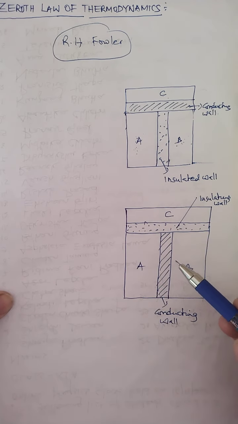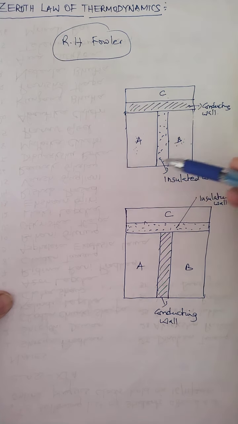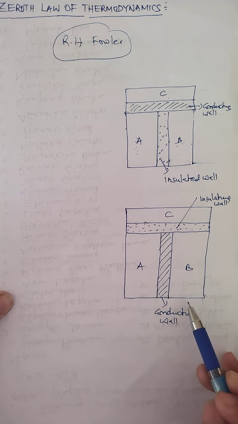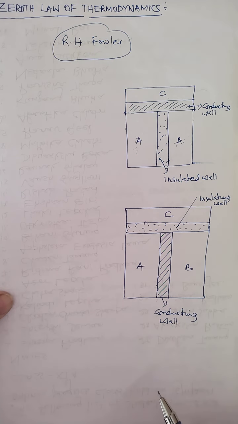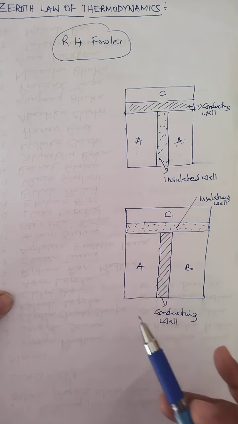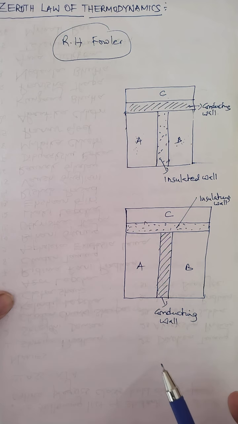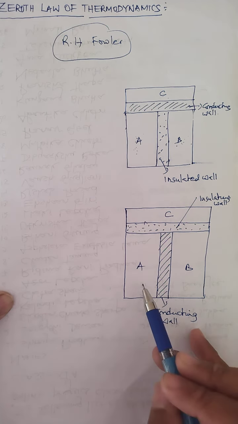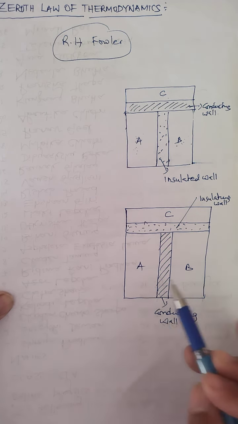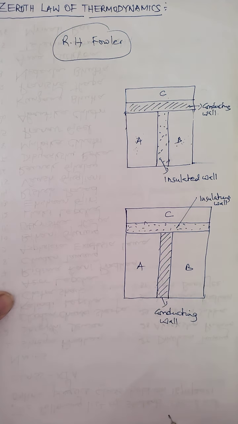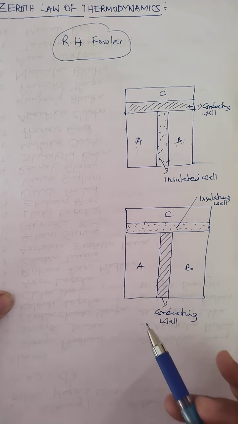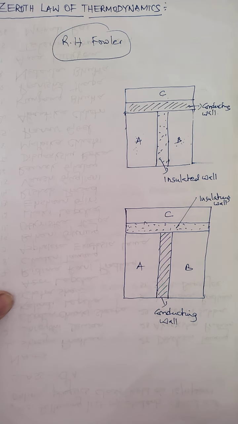So children, once we interchange this conducting wall and insulating wall from this diagram to this particular diagram that you can see out here also, then in this case also you can see that the state of A and B changes no more. The state of A and B will not change at all. Now they are in thermal equilibrium with each other. This system A and B are in thermal equilibrium with each other. Now this is the basic principle of zeroth law of thermodynamics.